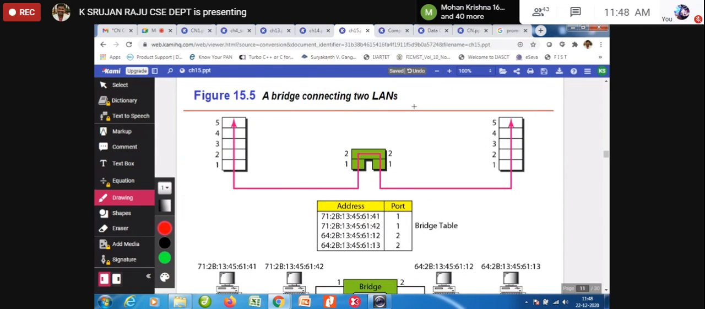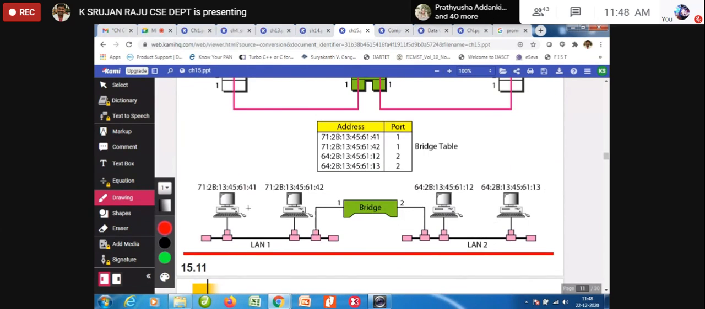Now here, when we look at the transparent one, you can see a bridge connecting two LANs. It is going to have the addresses and which port each one is on, and based upon that it is going to send the frame. In LAN 1 and LAN 2, both are joined by a bridge with different ports. This bridge is connected with port 1 and port 2. LAN 1 is connected to port 1, LAN 2 is connected to port 2, and these are physical addresses. MAC addresses are there, and by using the MAC address it is going to identify.